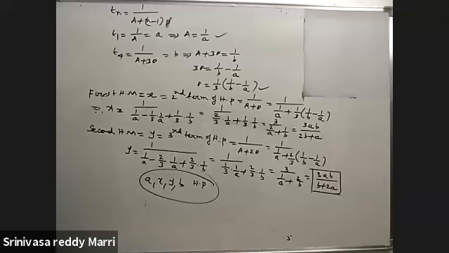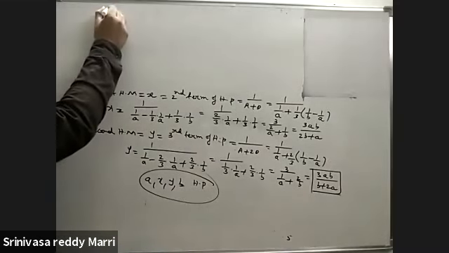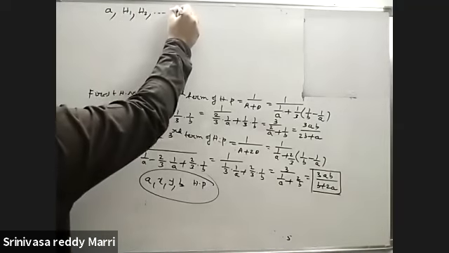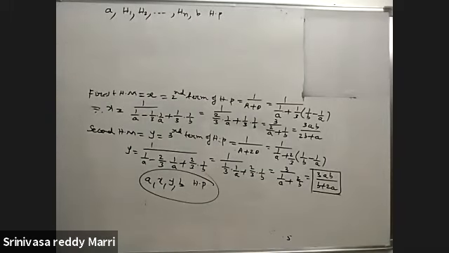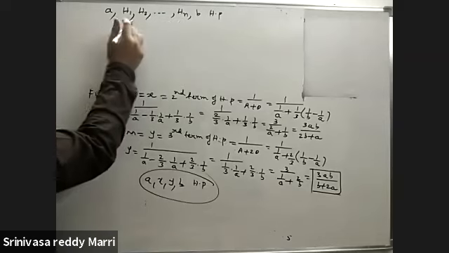Look at one problem. Suppose in between A and B, let us say like this: A comma H1, and so on H comma B. Let us say these numbers are in harmonic progression. Then what can you say about these?